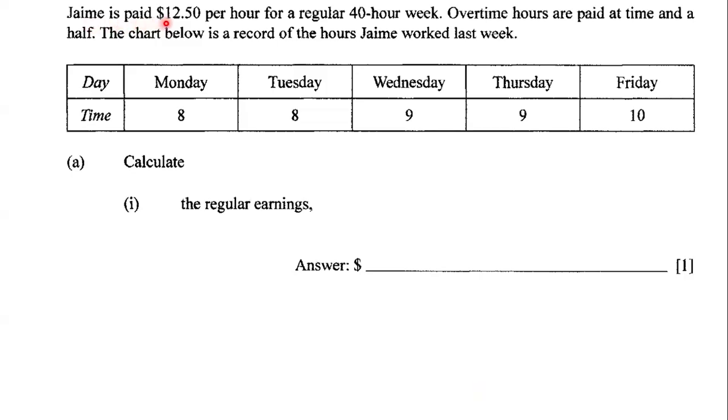Jamie is paid $12.50 per hour for a regular 40-hour week. Overtime hours are paid at time and a half. The chart below is a record of the hours Jamie worked last week.